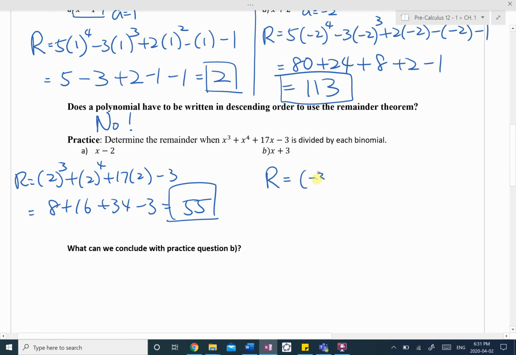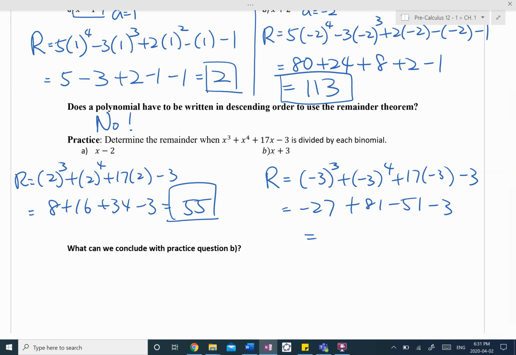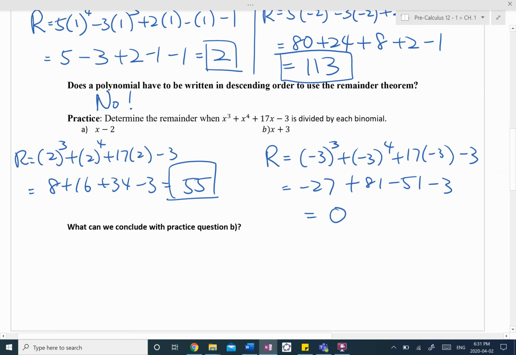For the second one, this is negative 3 cubed plus negative 3 to the 4 plus 17 times negative 3 minus 3. Negative 27 plus 81 minus 51 minus 3. I believe this is 0. Yes, it is definitely 0 because I purposely set it that way.